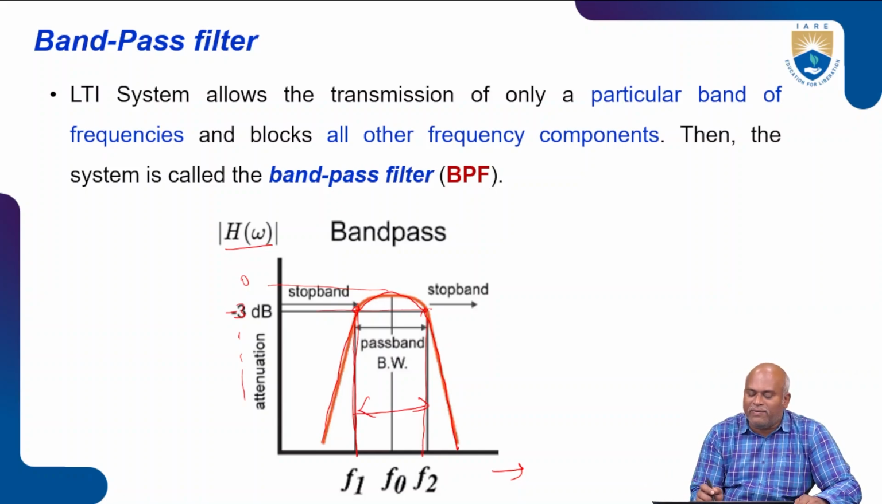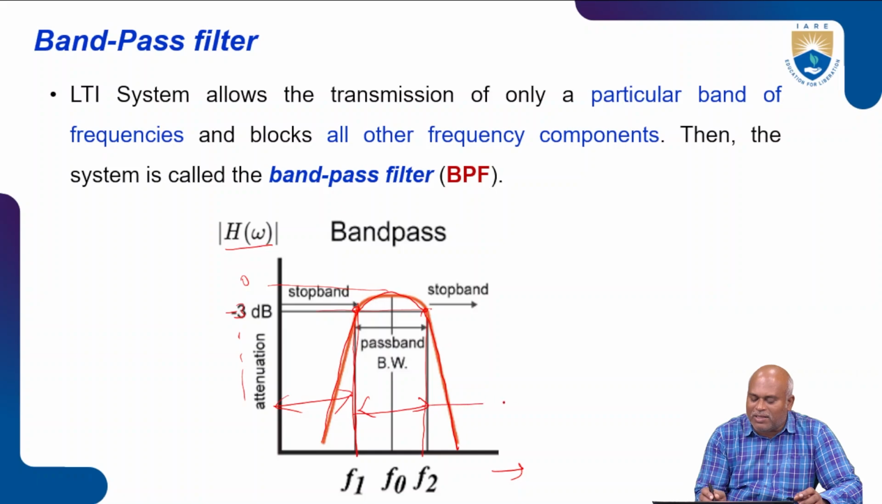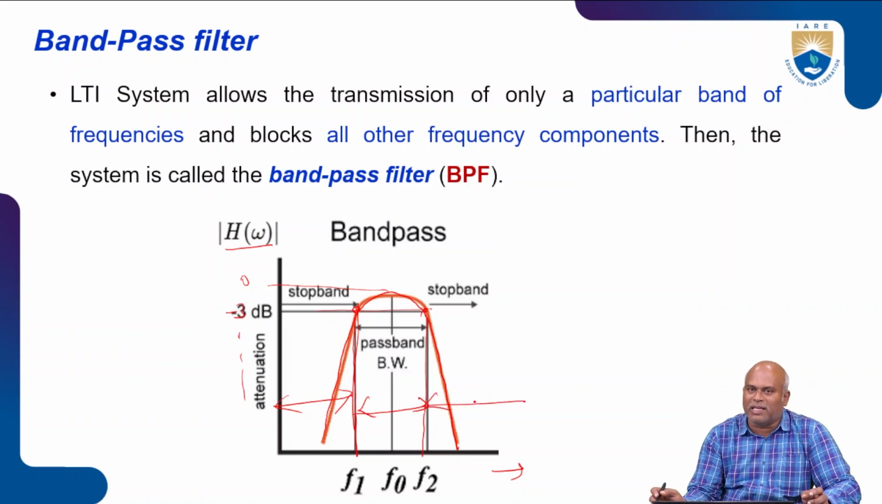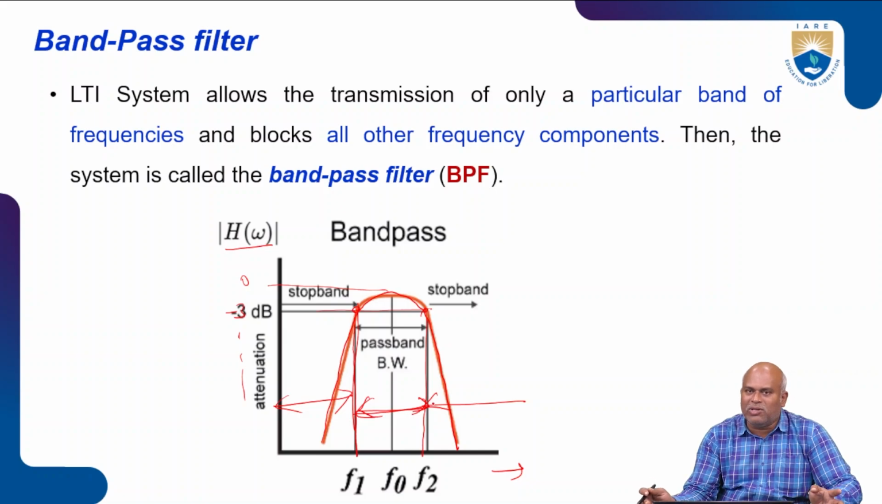So here we get two different stop bands. One is on the lower side, where lower frequencies are stopped. Another is on the higher frequency side, where higher frequencies are also stopped. Only a certain frequency range is transmitted through the system. This kind of filter is called a band pass filter.